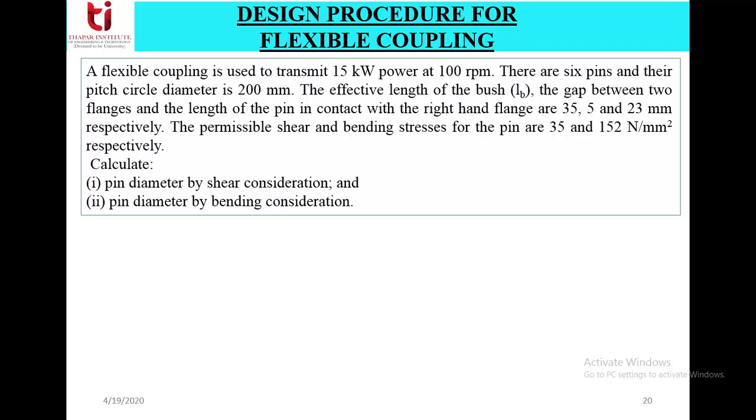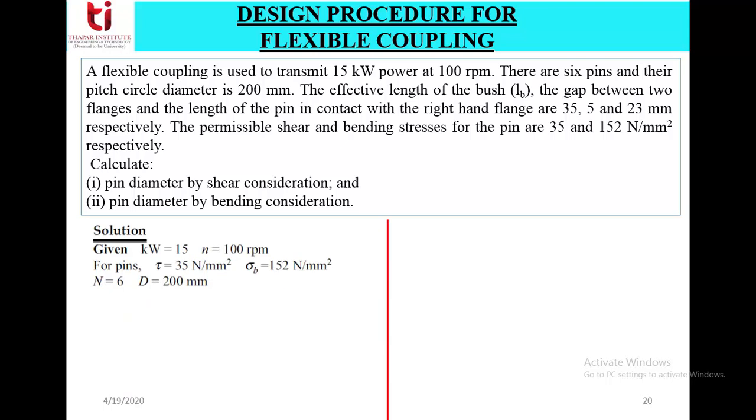So in this particular problem, it is not being asked to design all the parameters of the coupling. The only focus is on how to design the pin. The bush dimensions are not known to us, pitch circle diameter is known to us, as well as the length of the pin is also known to us, right? Shear and bending stress for the criteria are also known, that is 35 megapascal and 152 megapascal. So let us see how we proceed.